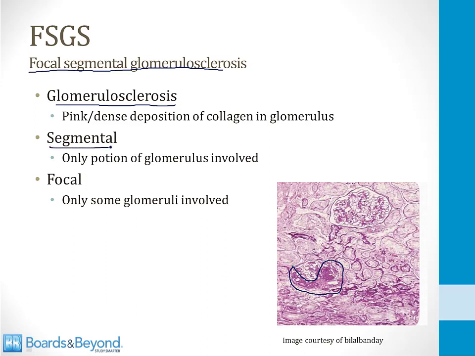It's called segmental because only a portion or segment of the glomerulus is involved. Also seen in this glomerulus on the screen, some of it is normal and some of it is abnormal. Finally, it's called focal because only some of the glomeruli are involved. In this image on the screen, we've got a normal glomerulus up here and a sick glomerulus here. That is a focal disorder, and that's how FSGS gets its name.